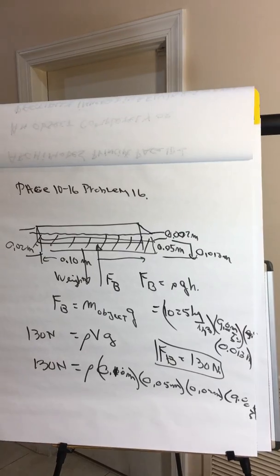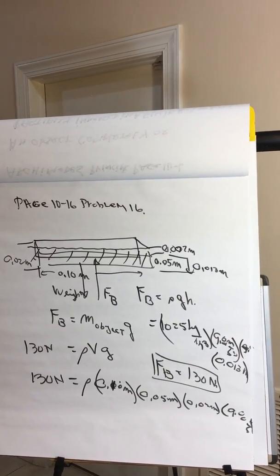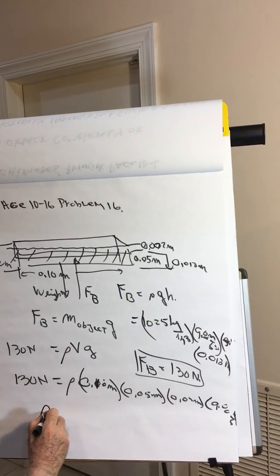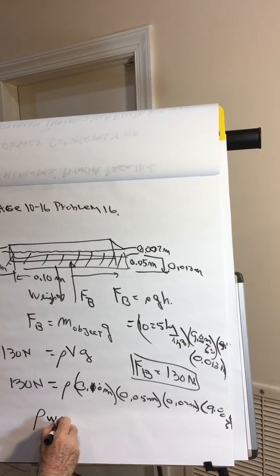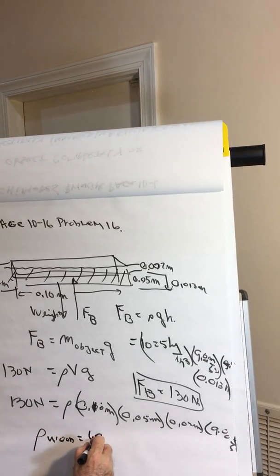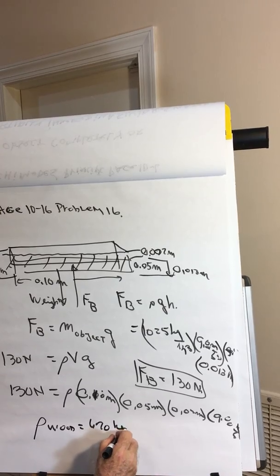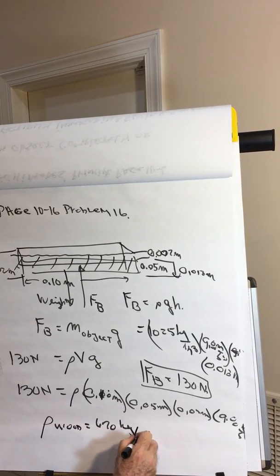So when I work this problem out, I should get 670. The density of the wood will be 670 kilograms per cubic meter. And that's the end of that problem. All right, let's shut that off.